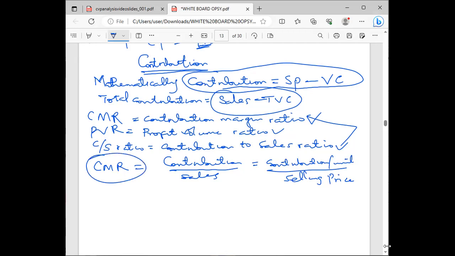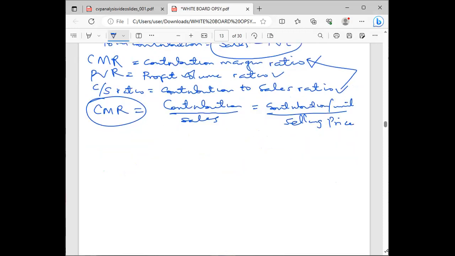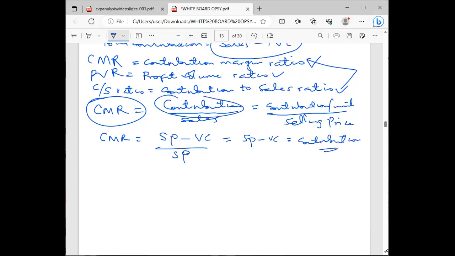Now, because in CVP analysis, we must know how all these variables connect or how they relate. I can also say that my CMR is selling price minus variable cost all over selling price. Here my SP minus VC is equal to contribution, so it replaces this here. That's why I said you must know how they relate.